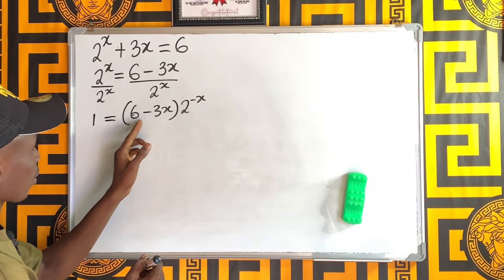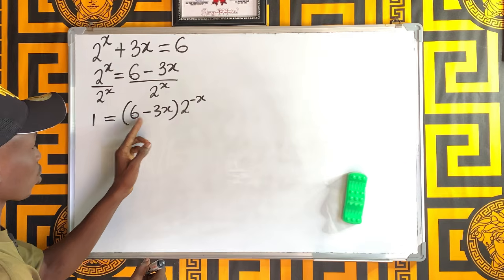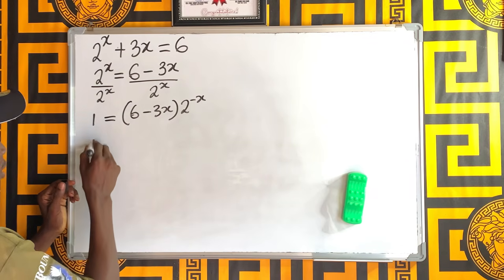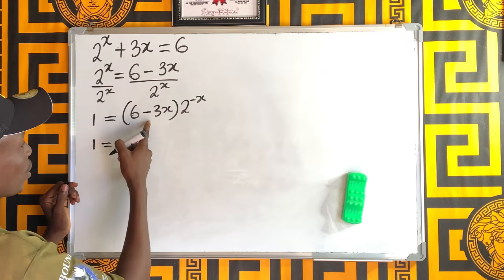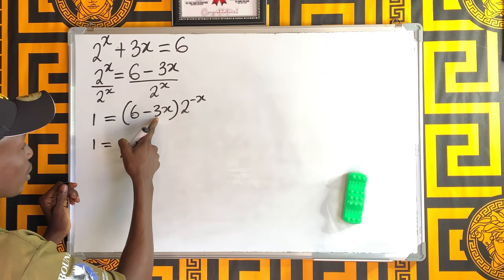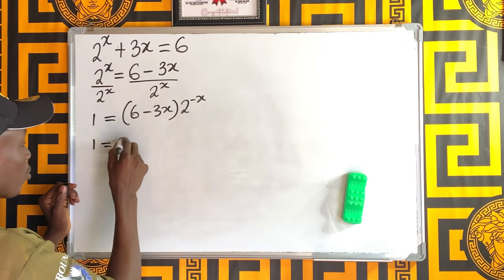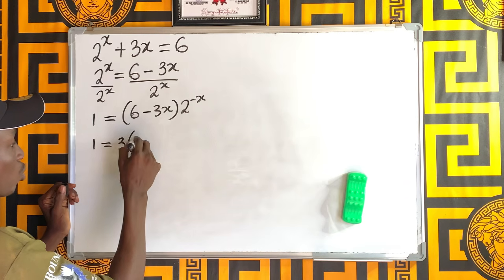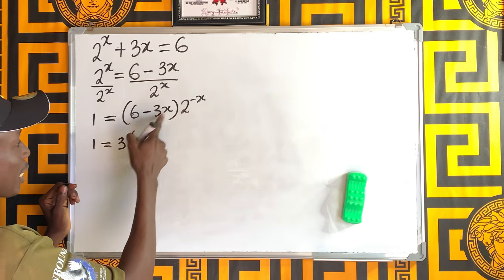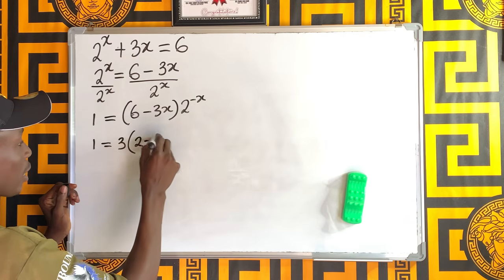Now at this point, check what is inside the parentheses. The common factors that can go into 6 also go into 3. 2 can go into 6 but cannot go into 3, while 3 can go into both. So 3 is common: 6 divided by 3 gives us 2, then minus 3x divided by 3 gives us minus x.